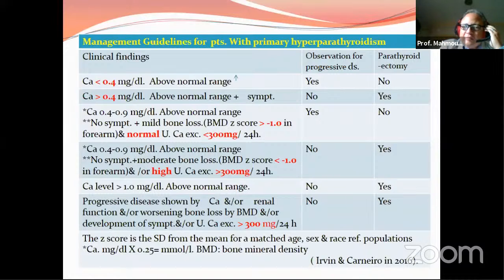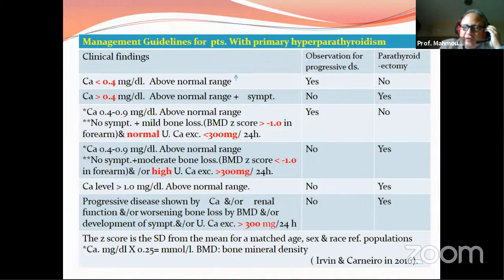But if there is moderate bone loss with high bone mineral density Z-score, or with low bone mineral density Z-score less than minus 1.0, or high urinary calcium excretion above 300 milligram per deciliter, we will do parathyroidectomy.